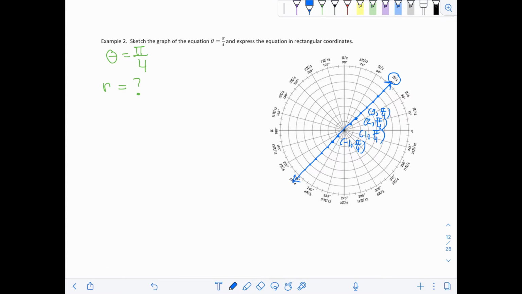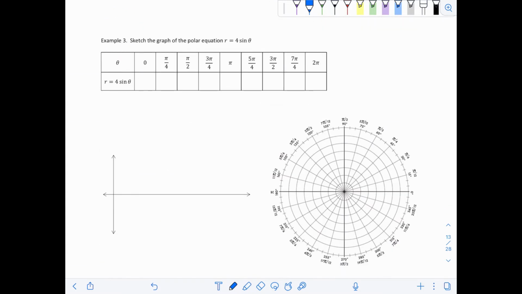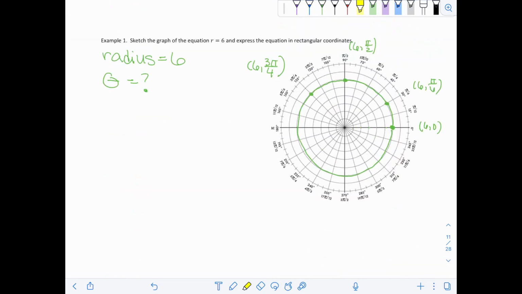Okay, let's look at another example of a polar graph. Here's the type of circle that we're going to have to do a little bit more work with. You could look back at the table. If we think about what to expect with a graph like this, r is equal to 4 sine of theta. Let's go back to our table.